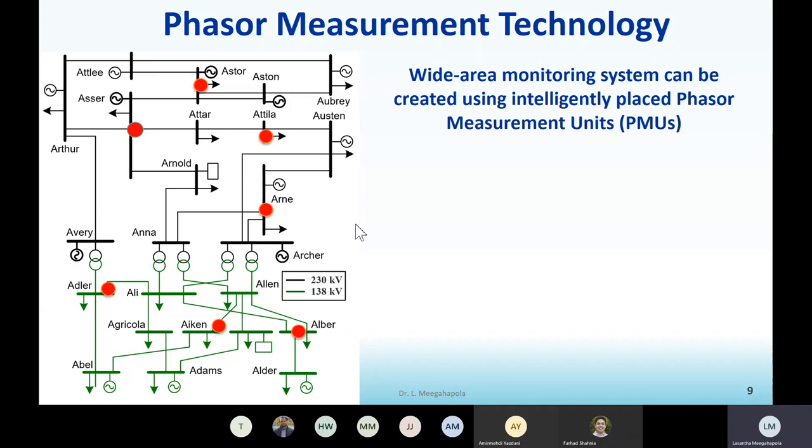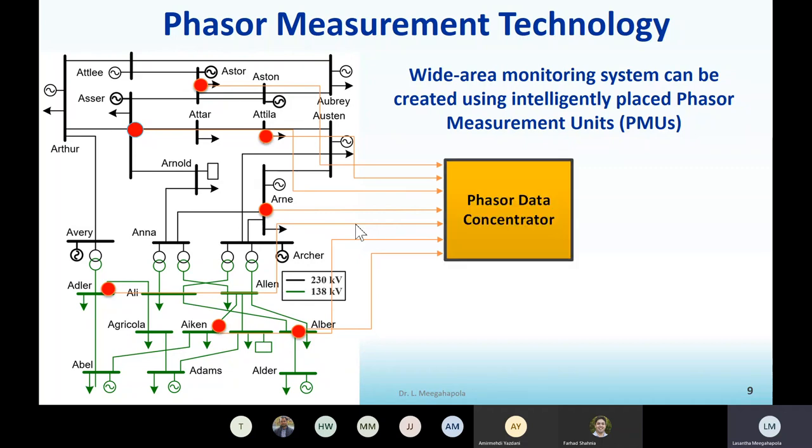Either you can run typical stability simulations, or you can run some other integer programming based algorithm and identify the critical nodes or the critical substations. And at those substations, we install the PMU units, and those PMUs will communicate to a central location. Usually we call it the phasor data concentrator, PDC. The PDCs will accumulate all the PMU data and synchronize them. And then you can develop various different algorithms to monitor the system stability.